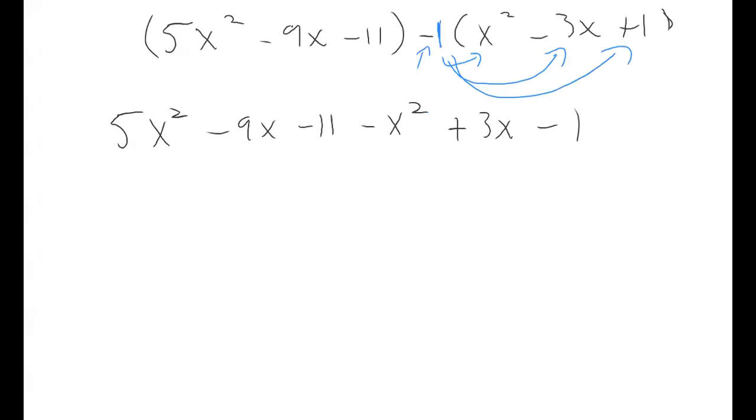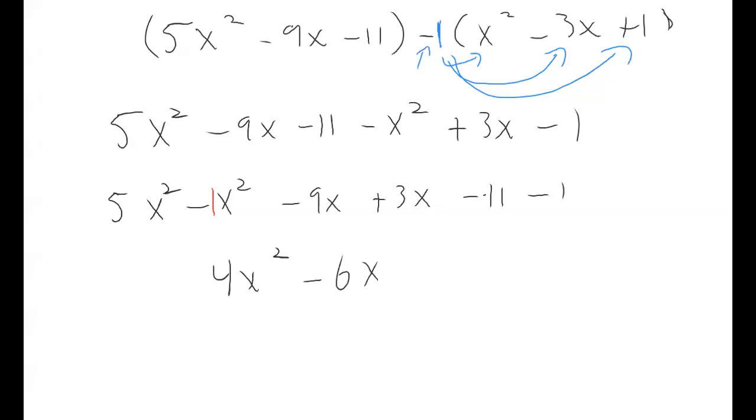I can now move my things around so that my like terms are next to each other. So 5x squared minus x squared minus 9x plus 3x minus an 11 and minus a 1. Remind myself there is a 1 there. So 5x squared minus 1x squared is 4x squared. Negative 9x plus 3x is a negative 6x. And then a negative 11 minus 1 is a negative 12.